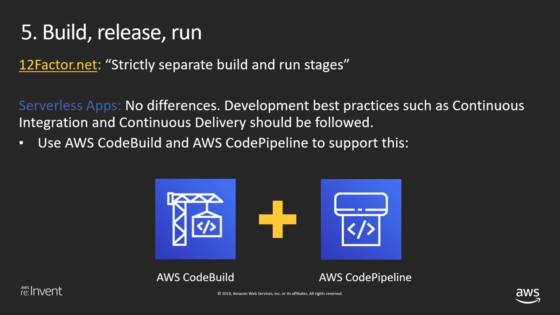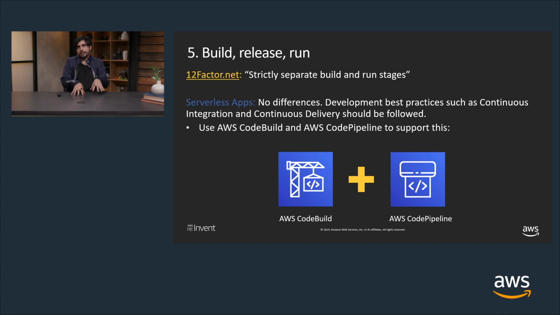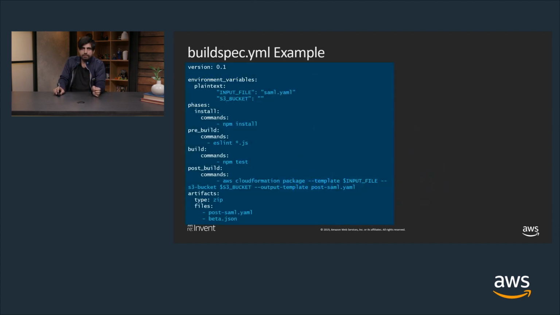Number 5 of the 12 factors, build, release, and run. So strictly separate build and run stages. This is, again, one of the factors where there are not many differences between building a traditional web application and a serverless application. You just have to follow the best practices for continuous integration and continuous delivery. Through AWS, you can use CodeBuild and CodePipeline to support this. For example, with AWS CodeBuild, you can have this file, a buildspec, where you define your environment variables and your phases of build and deployment. Then you can do these post builds where you define, okay, once you've installed all the dependencies for the build environment, run my tests, then deploy to CloudFormation, and then also create these artifacts.